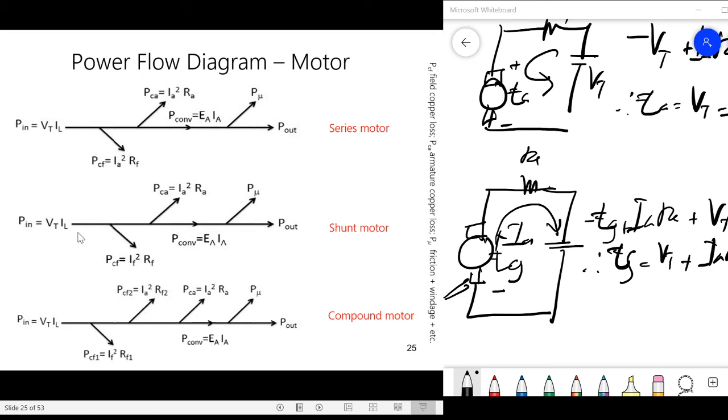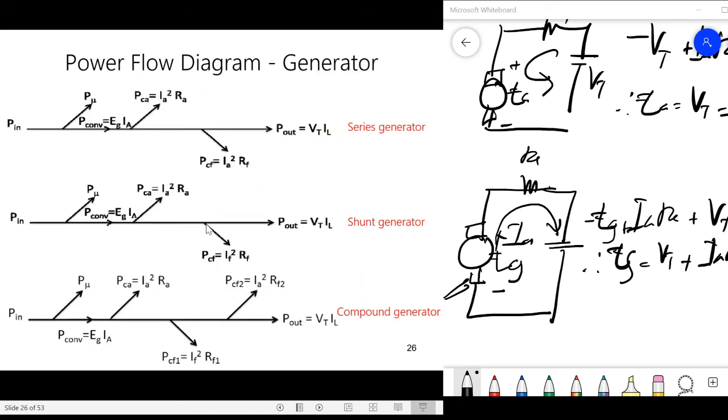Untuk shunt, P input, VTIL, electrical. Ini P output omega T lah ya, mechanical. Sini pun sama, omega T. Output kita mechanical. Kita akan dapat mechanical energy. Right? So ini sebenarnya datang daripada mana? Ini semua datang daripada diagram. Tak perlu hafal. Tengok diagram, circuit diagram, tengok circuit, tengok ni. Okay, alright. Ni untuk generator pula.